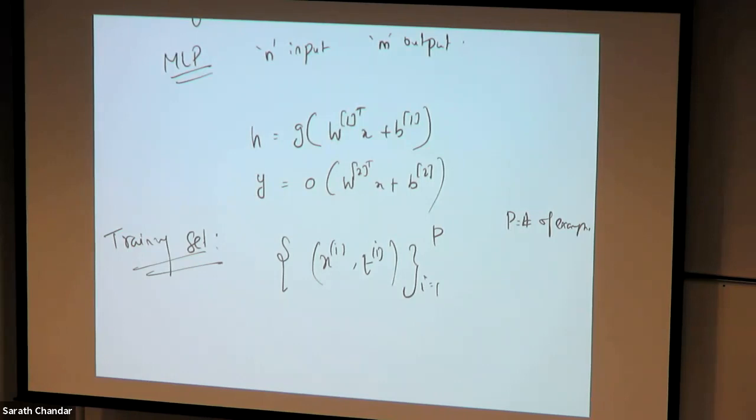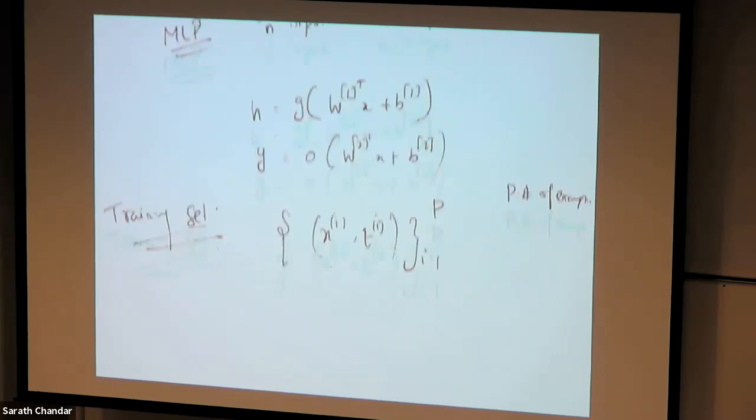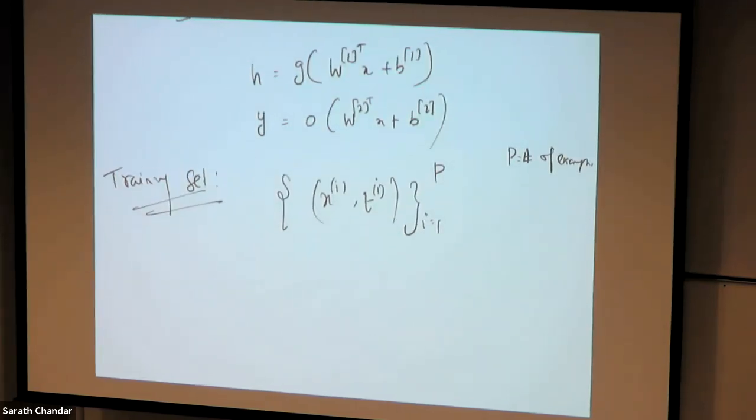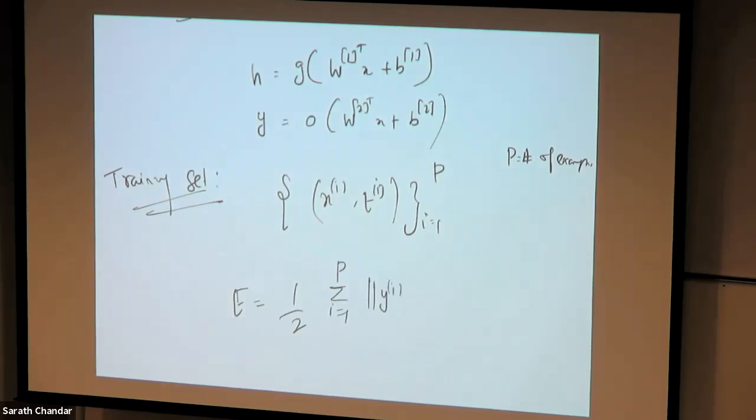Now we're going to consider a simple least square kind of error function. So our error function is going to be 1/2 summation i equal to 1 to capital P of (y_i minus t_i) the whole square. Is that clear? Now we are going to do gradient descent to learn these parameters, the W's and B's.